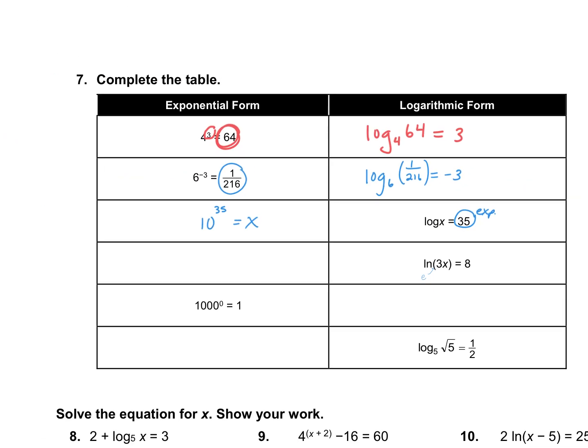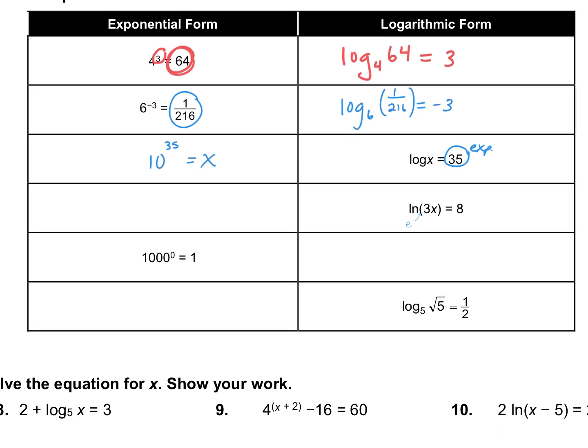So to go into exponent form, a natural log will always have a base of e, and it works just like the logarithms because a natural log is a log. It's just a logarithm with a base of e. It's always equal to the exponent. So we're going to say e to the 8th power in exponent form equals whatever we were taking the natural log of, which is 3x.